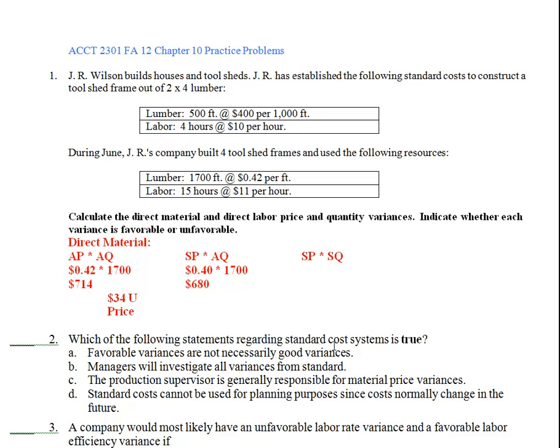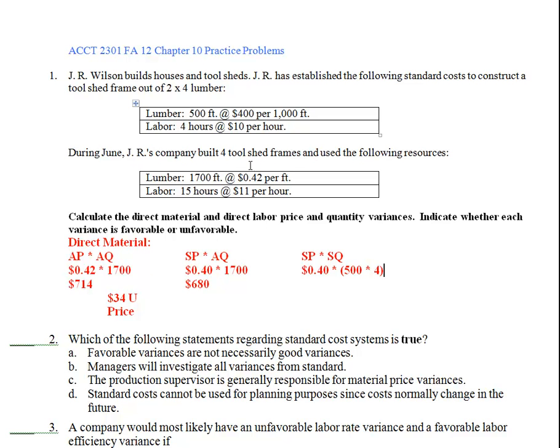Now we can fill in the third column. The third column is your standard price, again 40 cents a foot. Now we want to multiply by the standard quantity. Remember, the standard quantity is the trickiest part. For standard quantity, what you're really looking at is your standard quantity per unit times the actual number of units produced, because what we're trying to figure out is what should have been used at the actual production level.